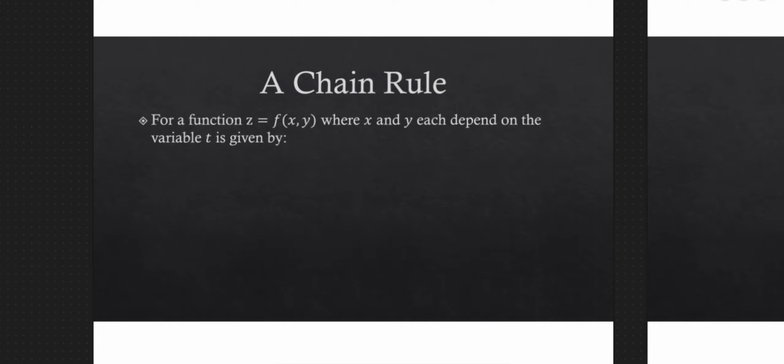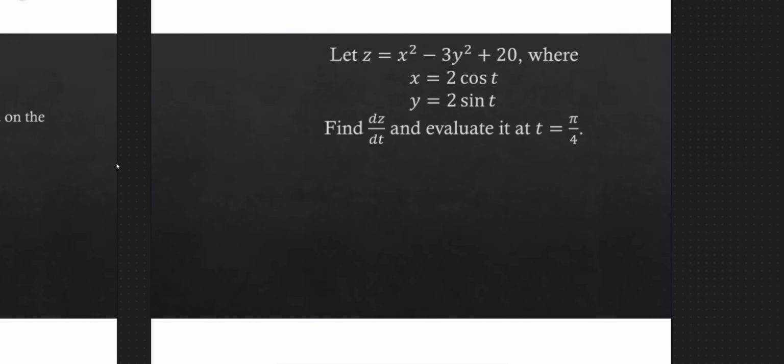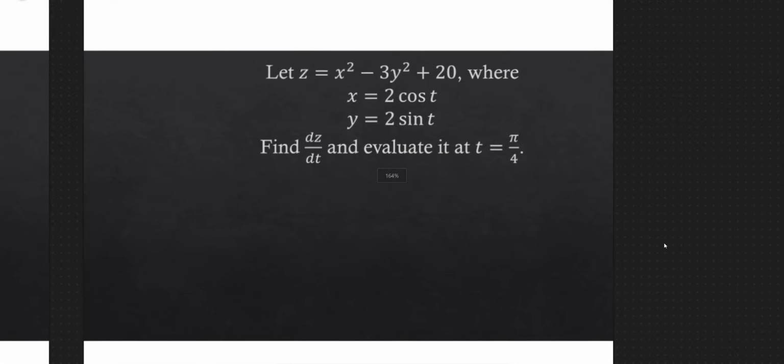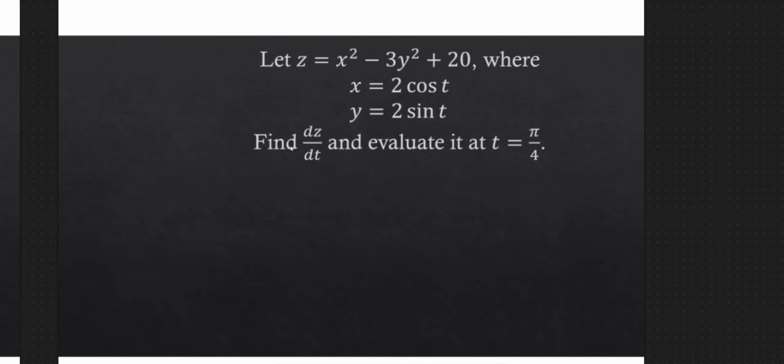Hello and welcome back. In this video, we're just going to work through an example of the kind of chain rule that we encountered in the last video. So in this case, we have a function z of two variables x and y, which each depend on the variable t. Here is my function z in terms of x and y, and then I have x and y each in terms of t. So I would like to figure out how z depends on t. What's my rate of change with respect to t? And I'd like to know at the time value pi over 4.